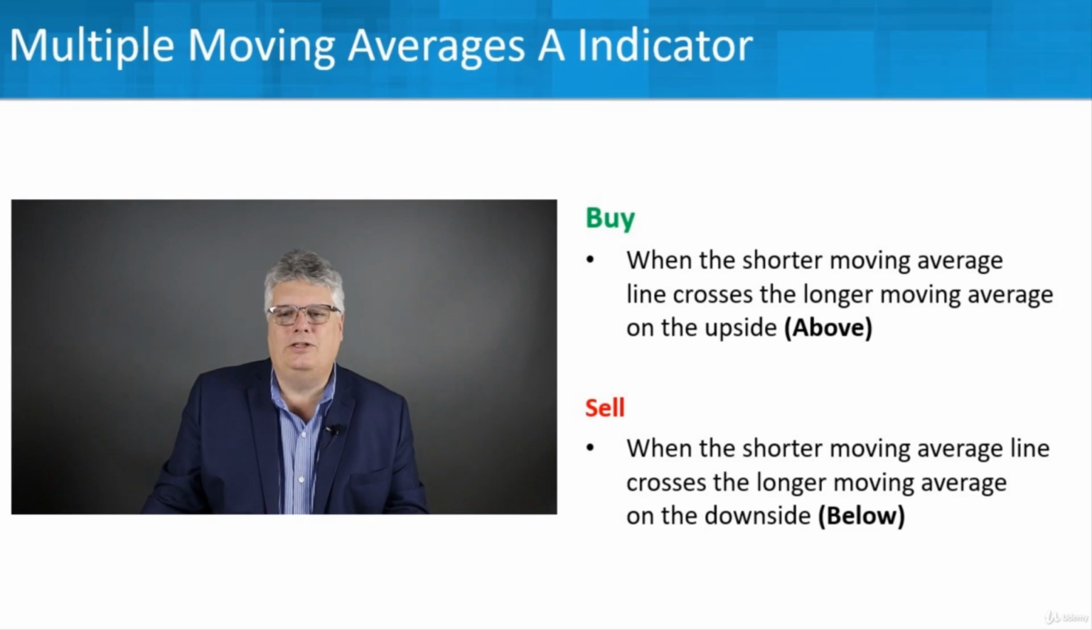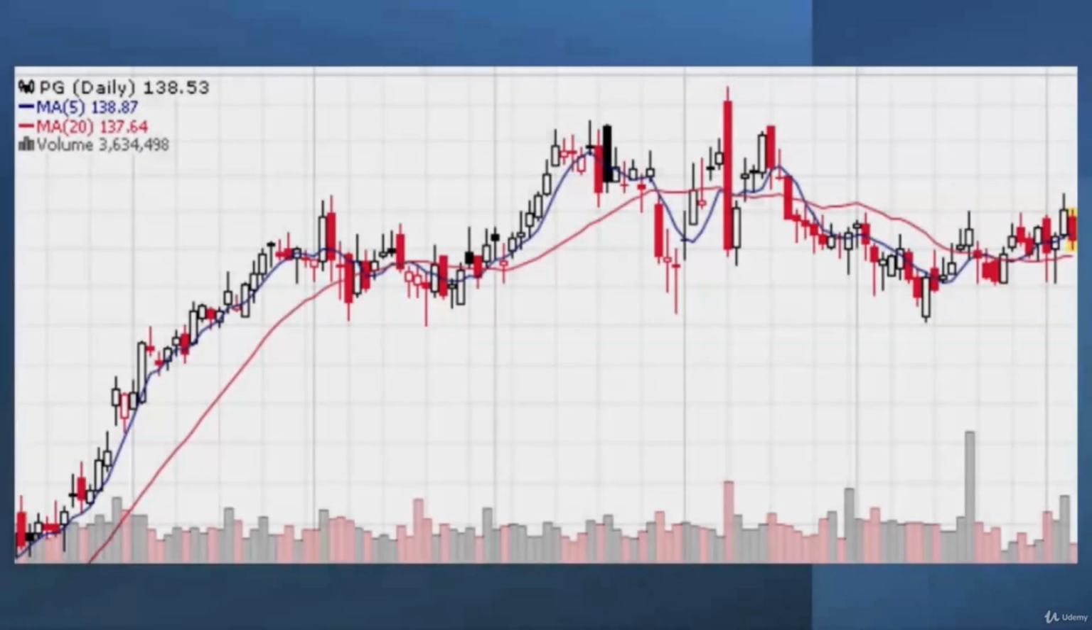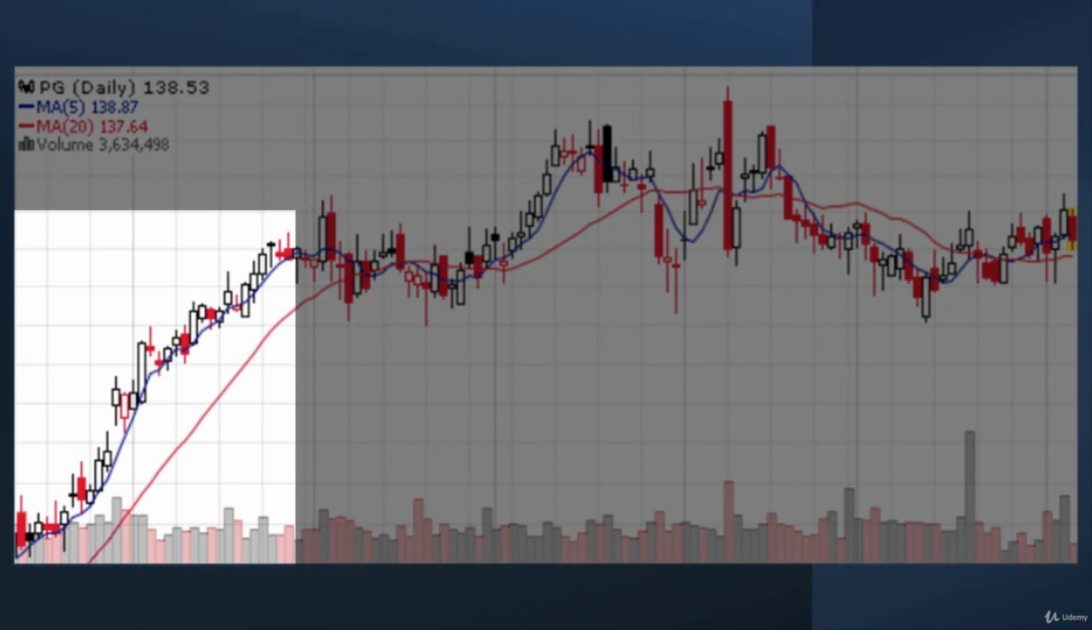So let's look at this graphically so it makes a little more sense. If we look at this chart here, you can see we have a 5-day moving average in blue and a 20-day moving average in, we'll call it pink here. And you can see, let's go over to the far left. You can see how we have a real strong uptrend here on the far left.